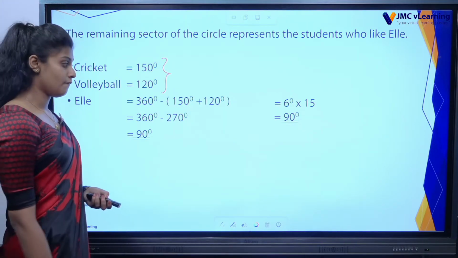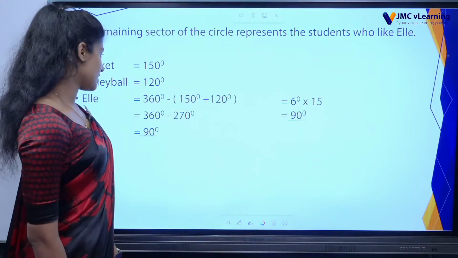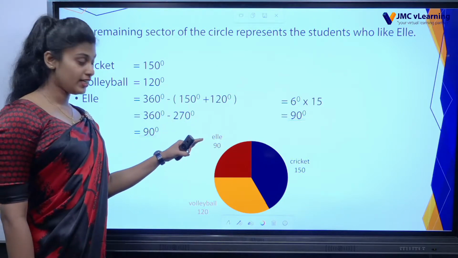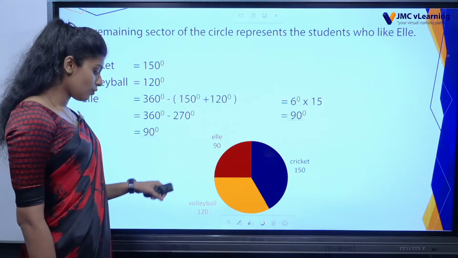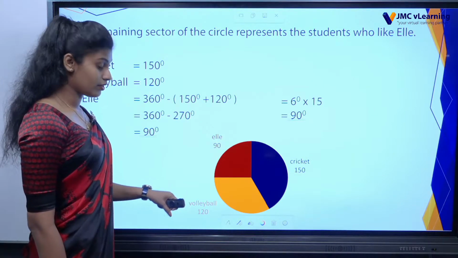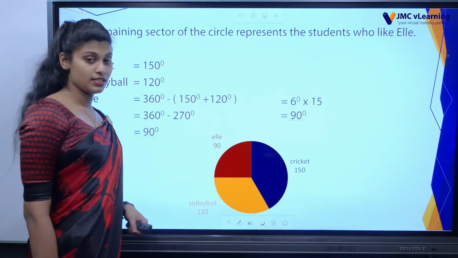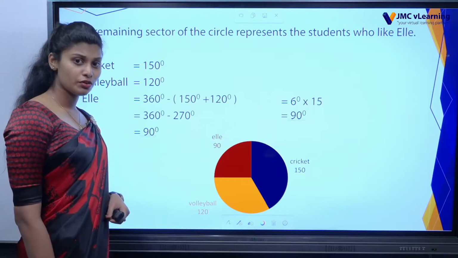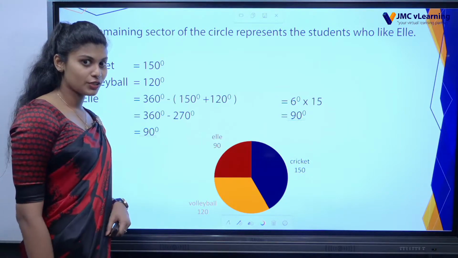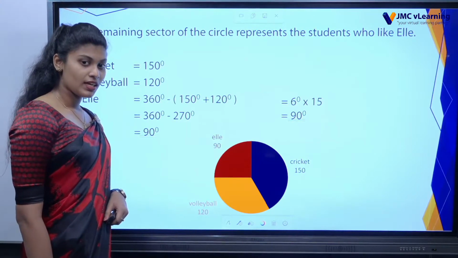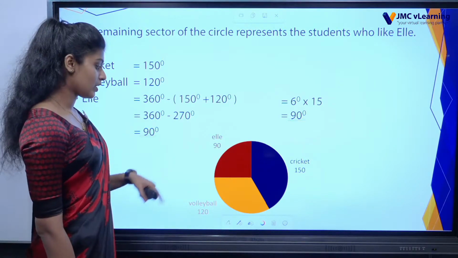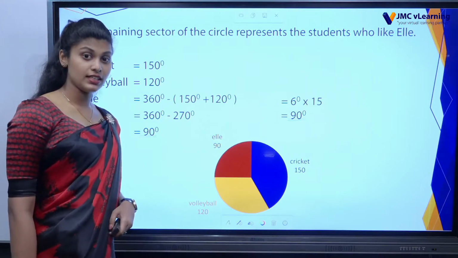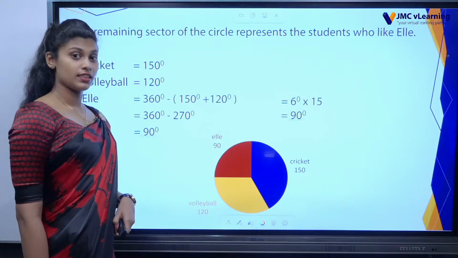There are both ways. Let's represent each of these magnitudes on a pie chart. LA is shown using 90 degrees, volleyball is using 120 degrees, cricket is shown using 150 degrees. How can you draw this pie chart? First, you have to draw a circle. Then, using the protractor, measure each of these angles and draw them inside the circle. Then you get this pie chart.